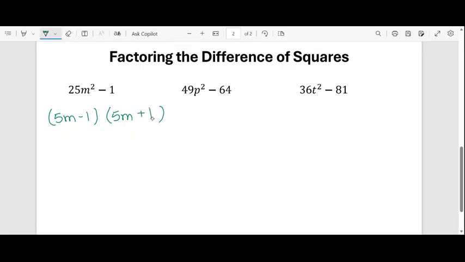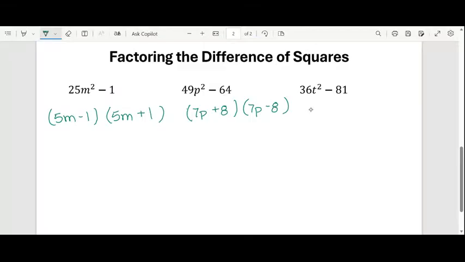So that one is a little bit tricky. People usually struggle with the ones for some reason. However, 1 times 1 is 1, and negative 1 times 1 is also negative 1. So you can work that out. 1 is a perfect square. Let's try the next one. To get 49p squared, I did 7p times 7p. To get negative 64, I did 8 and negative 8.